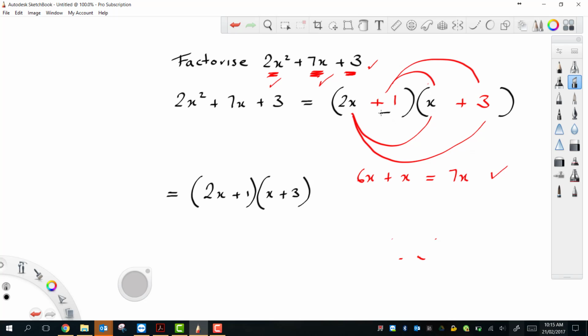So choosing where to put the 1 and where to put the 3 was quite important in this case because of that 2x there.